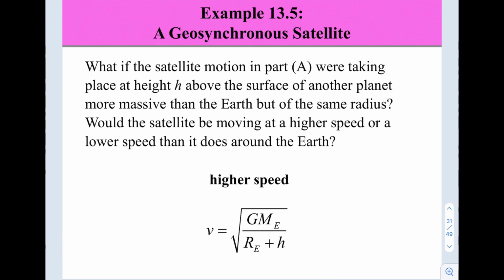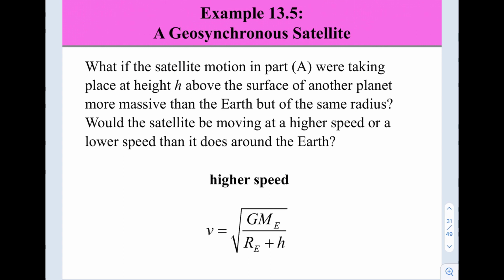What if the satellite motion in part A were taking place at height h above the surface of the other planet, or more massive than the Earth but the same radius? Would the satellite be moving at a higher speed or lower speed than it does around the Earth?